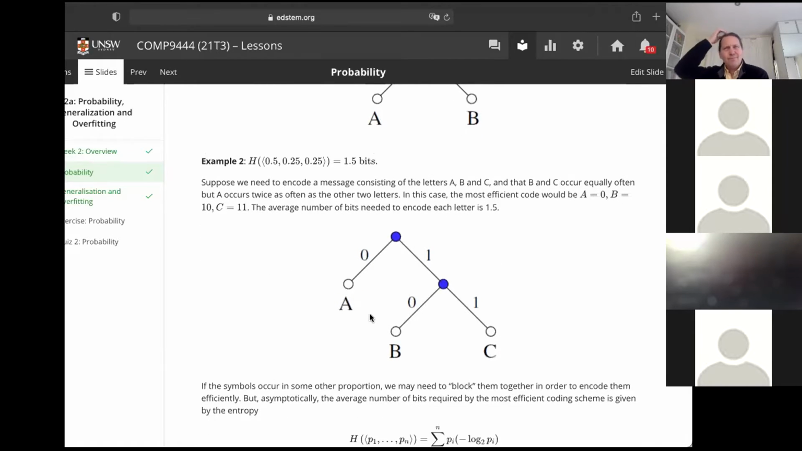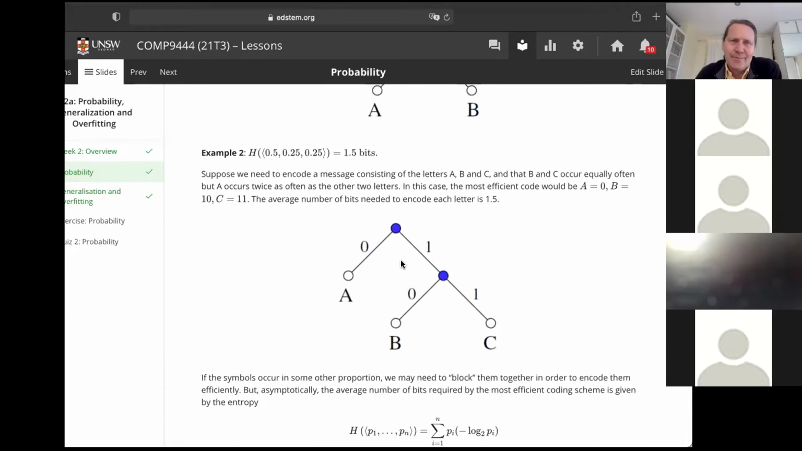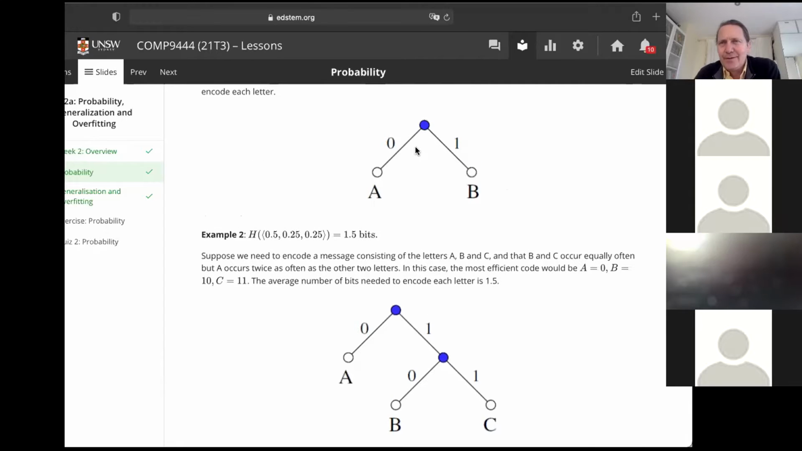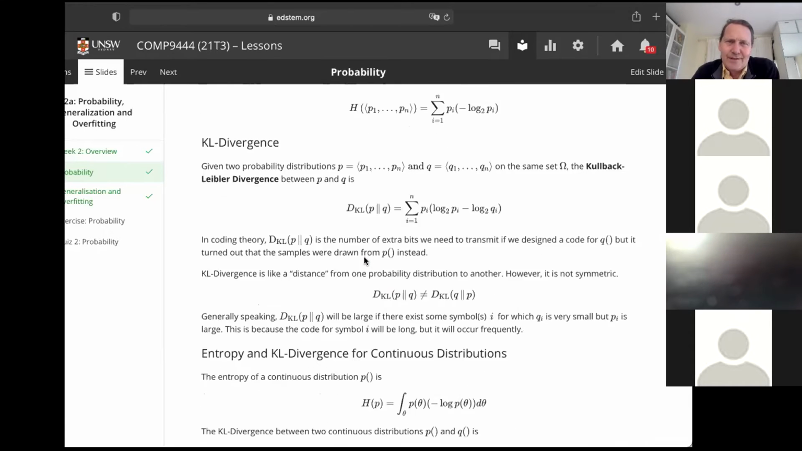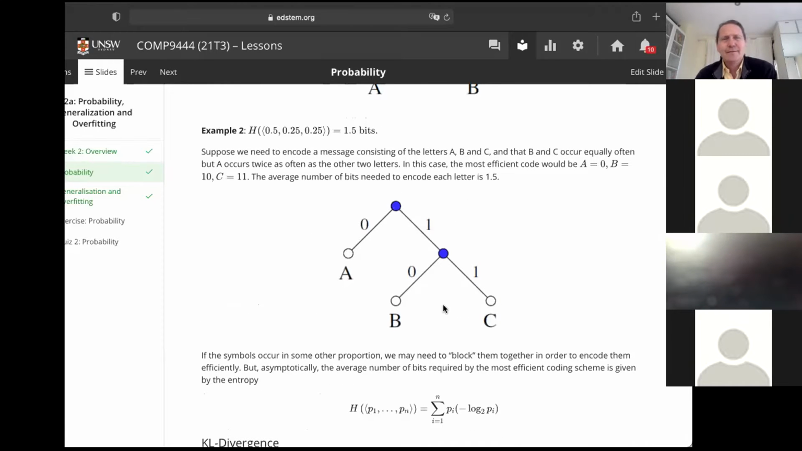There's usually multiple. Here I could have had A on the left and B on the right. So there's always multiple different Huffman trees that you can use to encode these things. I've just created these so that the symbols are in alphabetical order, but there are multiple different Huffman trees, but they would all have the same efficiency.